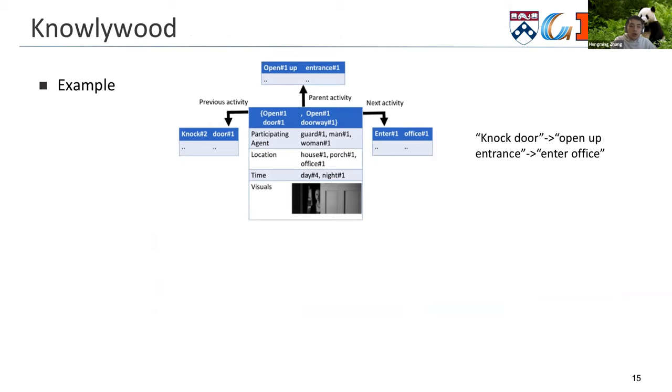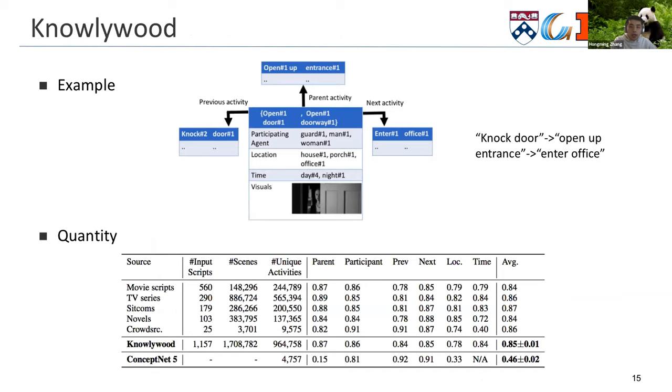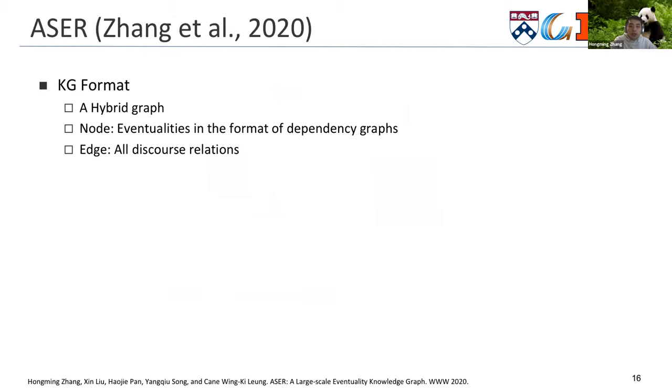As this approach is automatic, it is much cheaper than the experts and crowdsourcing. It can effectively extract knowledge about 964,000 events, which is much larger than ConceptNet. So besides Nollywood, another large scale event-centric knowledge graph is ASER.